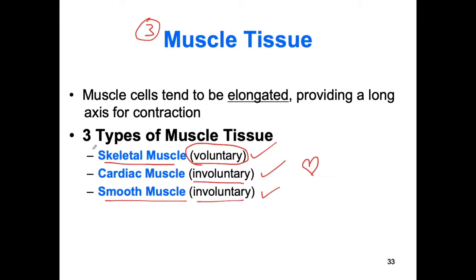It is smooth because these two look striated. These have many striations under a microscope, whereas smooth muscle looks very smooth, and smooth muscle is found in your viscera. It's also found around your blood vessels and around your organs.